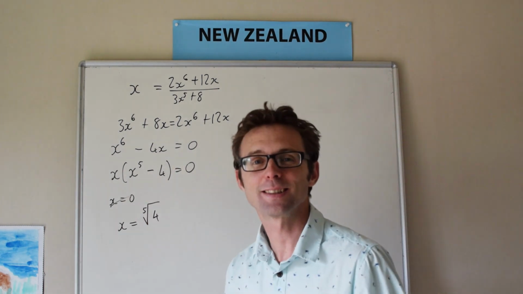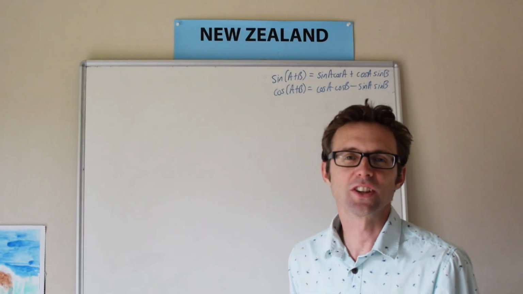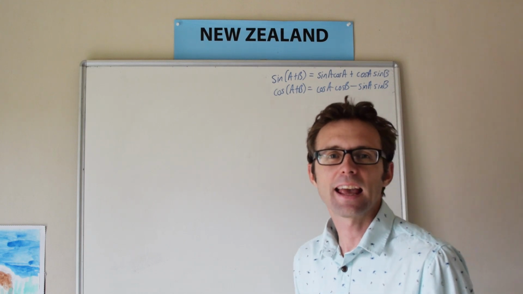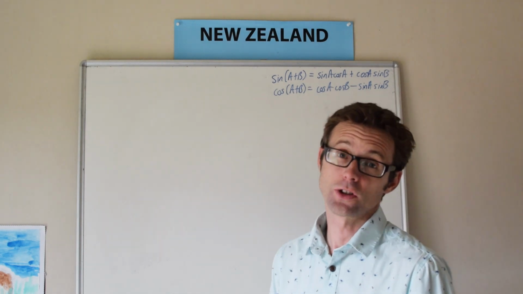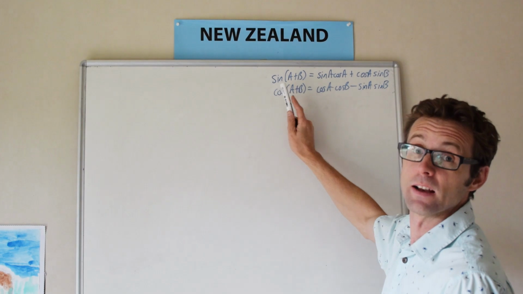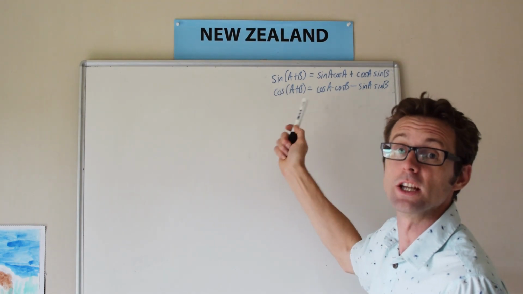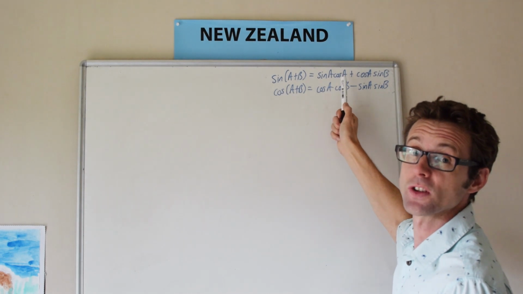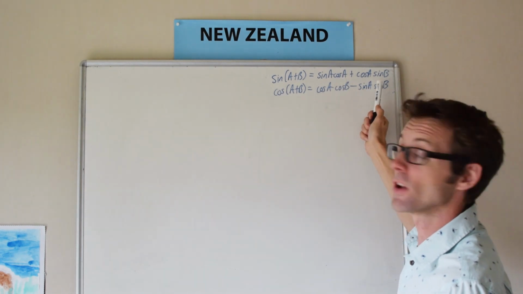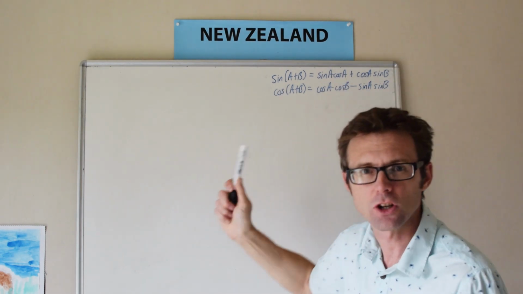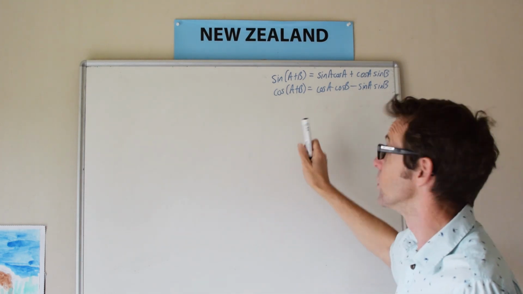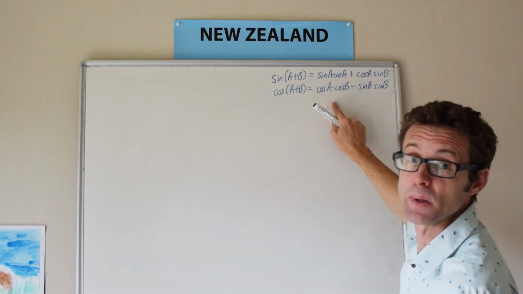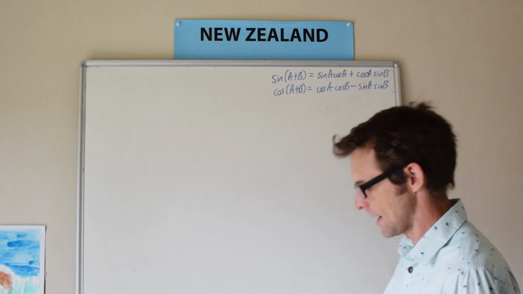So that's the answer to our second one. So the next question is a trigonometry question, and I hope you notice that you're going to need to use your addition rules. I've just popped them up here so that we can look at them if we need to as we're doing this. Sine A plus B is equal to sine A times cosine B plus cosine A times sine B, and then cosine A plus B is equal to cosine A cosine B minus sine A sine B.